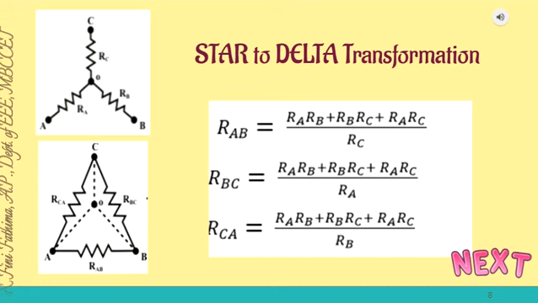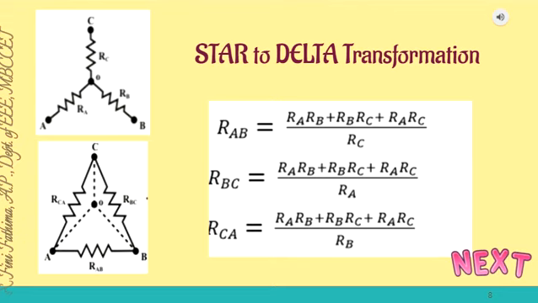So in order to convert star to delta, we have to find the sum of the combinations divided by the opposite branch of the star connection.